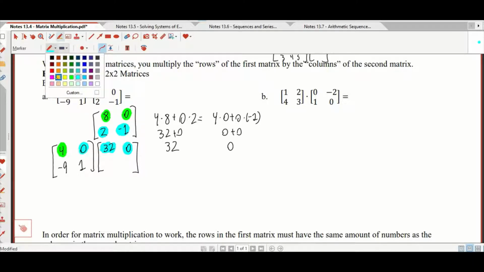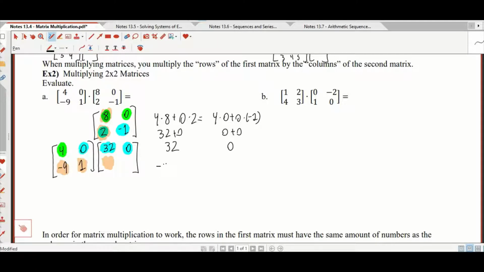Let's do the next one. So if I do negative 9 times 8 plus, I'm going to leave it the same color, 1 times 2, I'm going to get the result here, the second row by the first column. Negative 9 times 8 plus 1 times 2, which is negative 72 plus 2, which is negative 70.